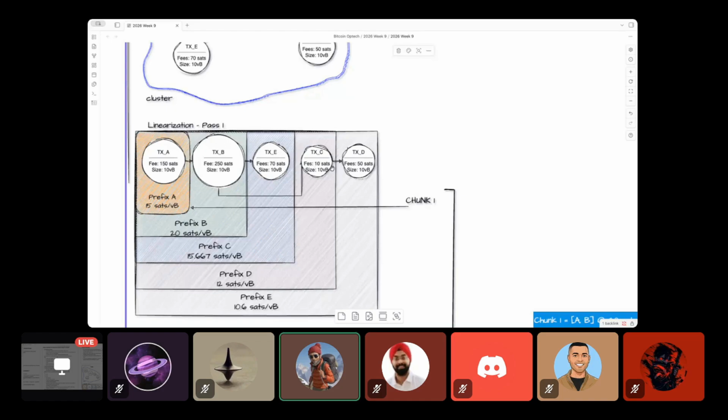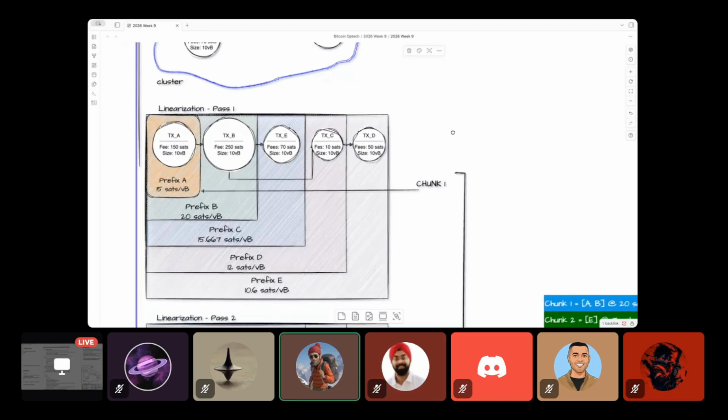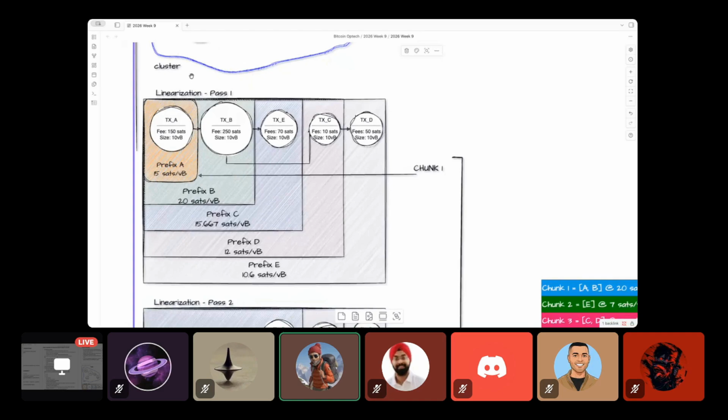It will not violate the linear structure. So after you linearize, you reason about it in multiple passes. You containerize these linear transactions into small containers and calculate fee rates for each of these containers. These containers are called prefixes.